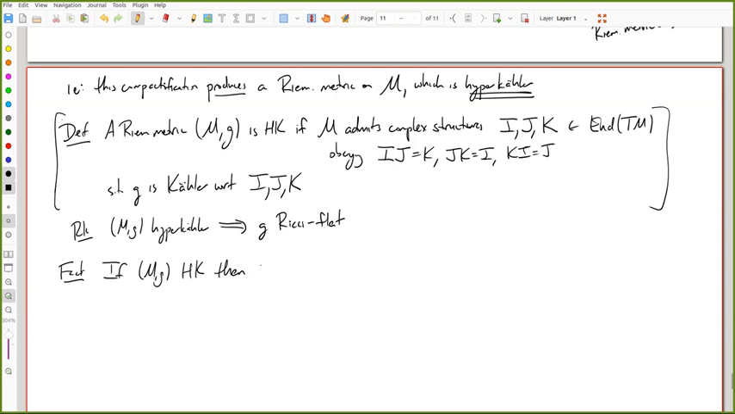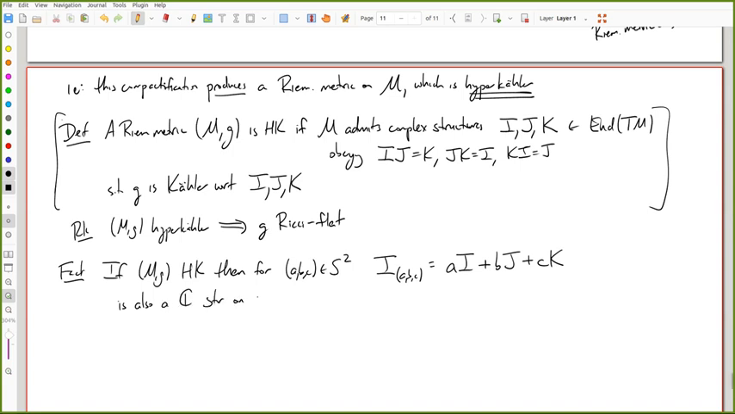Let's just say it like this. For any A, B, C in the 2-sphere, in other words, A squared plus B squared plus C squared equals 1, we can define I_{A,B,C} to be A times I plus B times J plus C times K. That's also a complex structure, an integrable complex structure, you can check. It's also a complex structure on M, G.